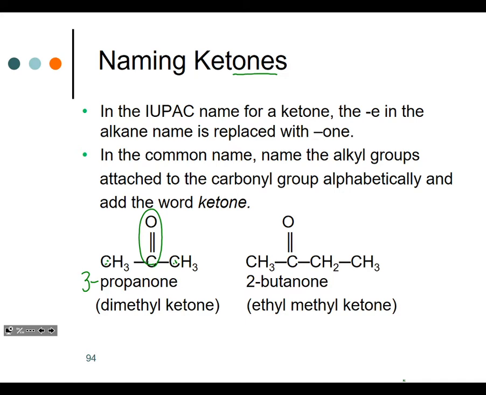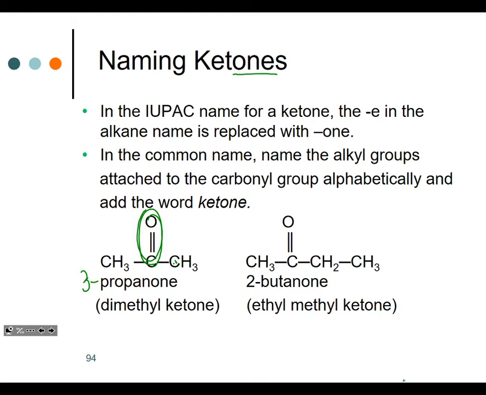Here's the thing, the reason they don't put the number there is because, look, if I were to move where this double bond is, if I were to move it here, it's now an aldehyde, right? If I were to move it to the other carbon, if I were to move it this way, it's now an aldehyde. It's not a ketone anymore. So if you have propanone, that is the only location to put that double bond. So that's why there's not a 3, but you can put a 3, that's fine.